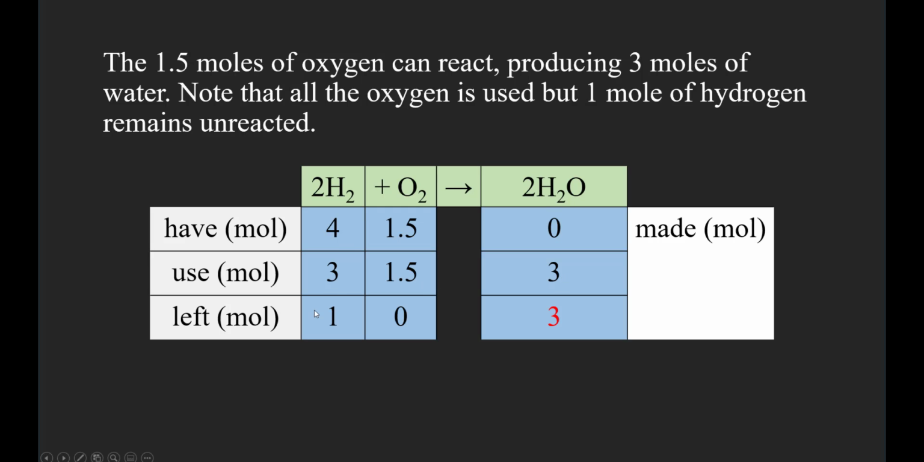What do we have left over when we're all done? We had 4 hydrogens to begin with. We reacted 3 of the 4, so there's still 1 left over in our reacting vessel. All of the oxygen was used up, so there's none left over. We didn't have any water to start with, so since we made 3, we also end up with 3. All right, that's the second example. Hopefully that's making sense to you.